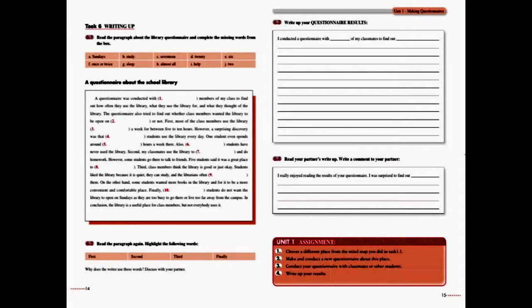Unit 1 then ends with an assignment. The assignment is for the student to go back to task 1, go back to their mind map, choose a different place, make a new questionnaire, conduct that with people around the school, analyze their results, and then write it up for homework.